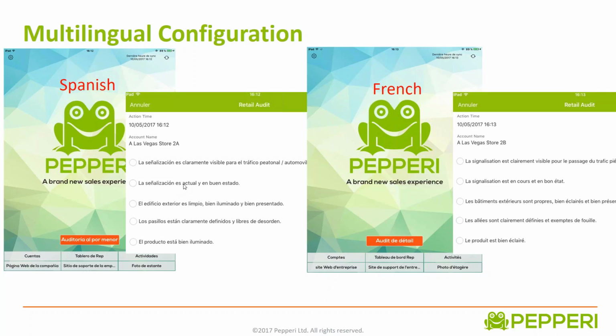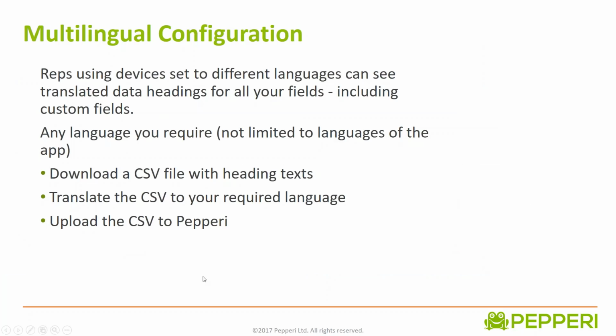What I'm talking about here in multilingual configuration is that regardless of the language of the app itself, you can upload CSV files that will translate the headings of the fields based on the language of the device. So let's see a little bit about how it works.